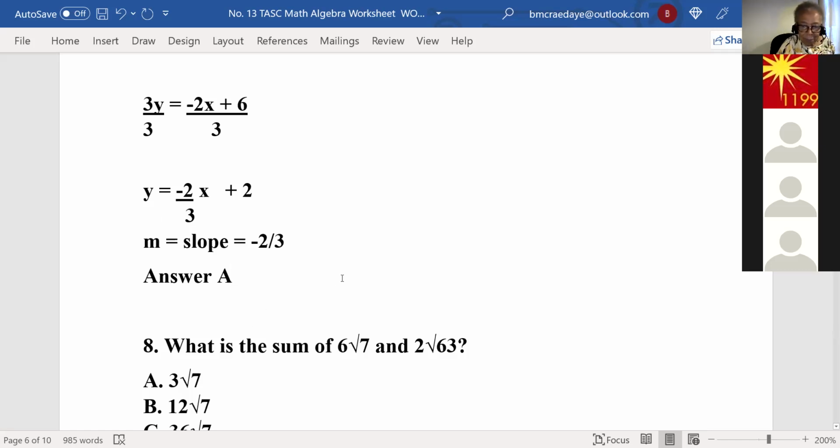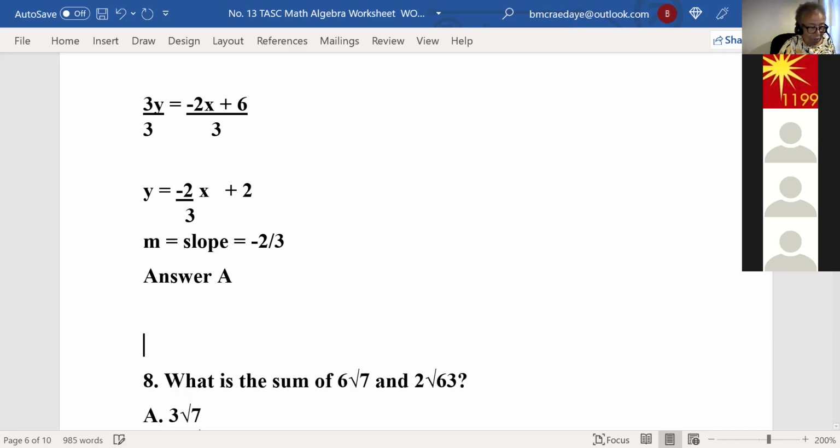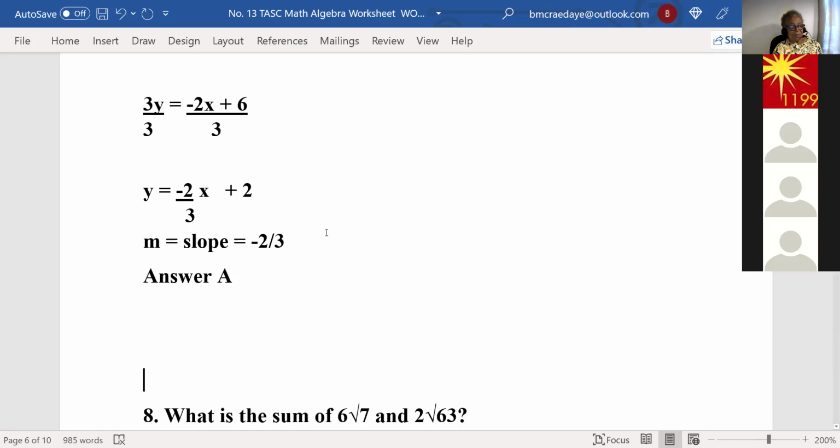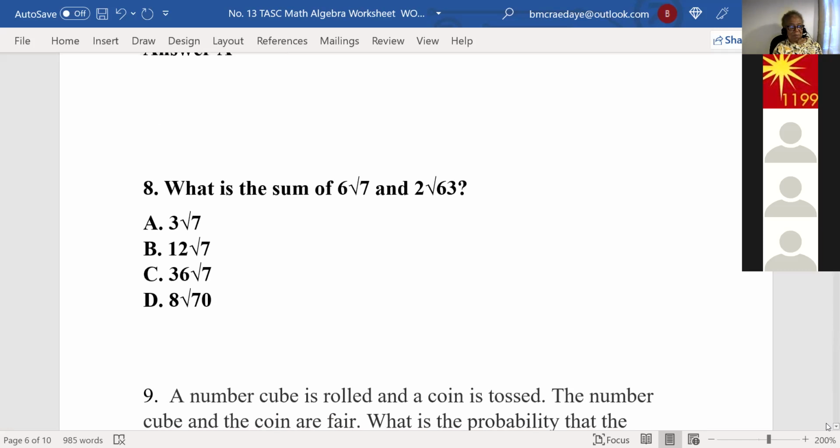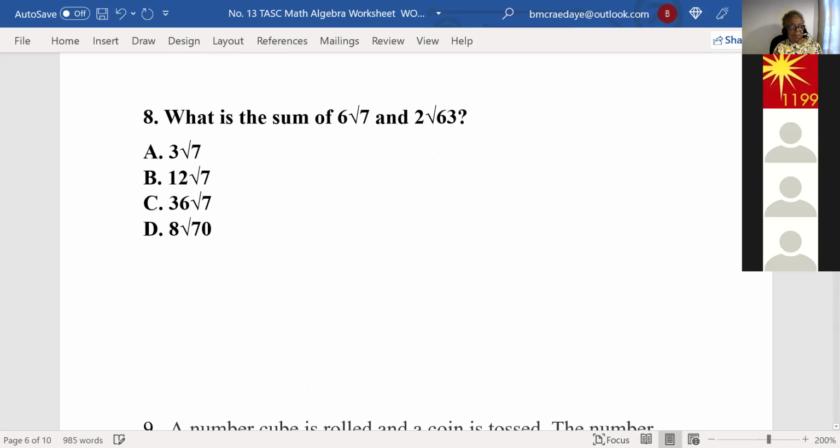But I didn't do 8 because I couldn't even figure out 8. Vanessa, did you figure out 8? 8 is a factoring problem. Vanessa, could you figure out 8? You can do 8. Let's see.